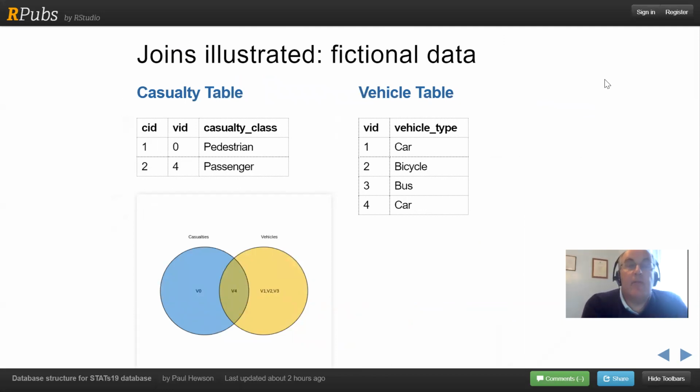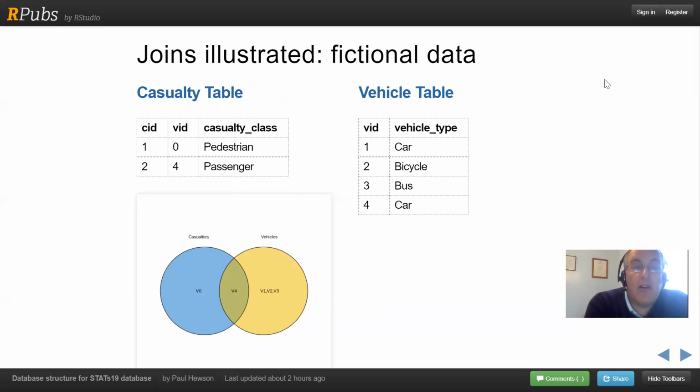We have a casualty table, and the primary key for the casualty table is the CID, the casualty ID. For this collision, we had two casualties involved, one a pedestrian and one a passenger. For the vehicle table, there were 4 vehicles involved: a car, a bicycle, a bus, and another car. You can see that the primary key there is the vehicle ID, sequentially numbered 1, 2, 3, and 4.